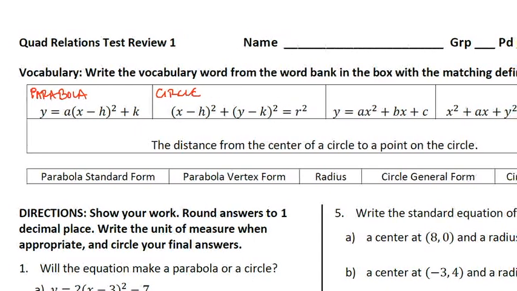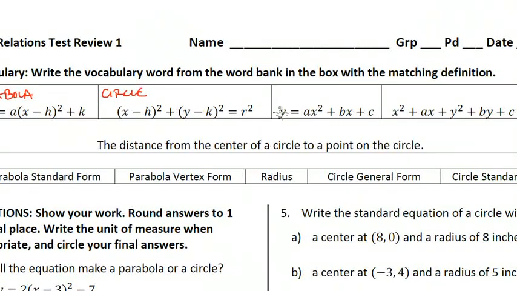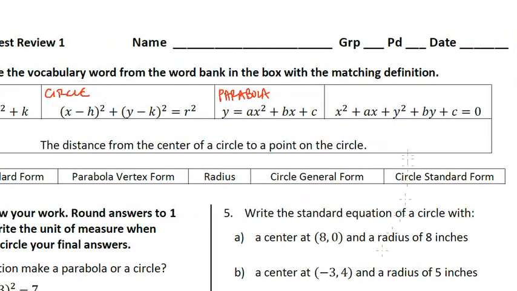If you look at the next one, this one has a y, again, that's not squared. That means it's going to be a parabola. And then the last one, take a look. Clearly this one has an x squared term, but also a y squared term. That means that one is going to make a circle.